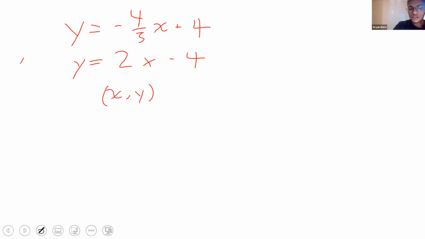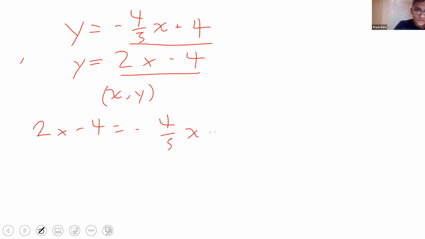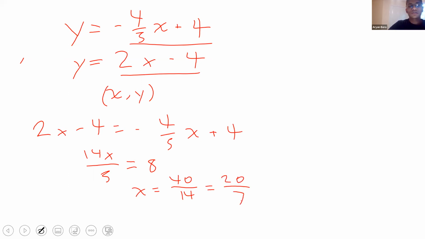So now we can just treat it like a little bit of algebra. The y's are equal, so you can set these parts equal to each other. So 2x minus 4 is equal to -4/5 x plus 4. Or basically we got 14x over 5 is equal to 8. And this gives us x is equal to 40 over 14, which is 20 over 7. Okay.